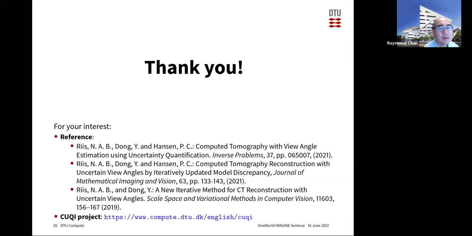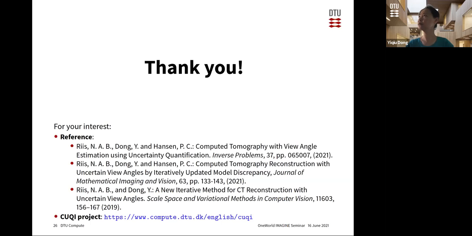So I still don't catch it. What do you mean by independent here? Somehow we assume the view angles are not related to each other. If you have equal distance, this would be dependent, right? Because we assume they all have the same gap between the angles.